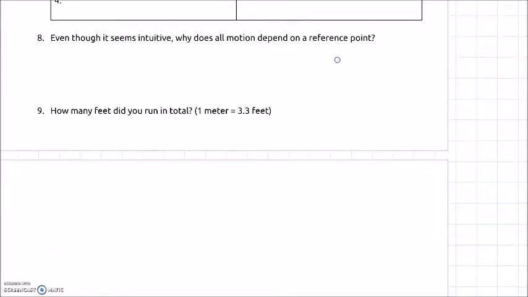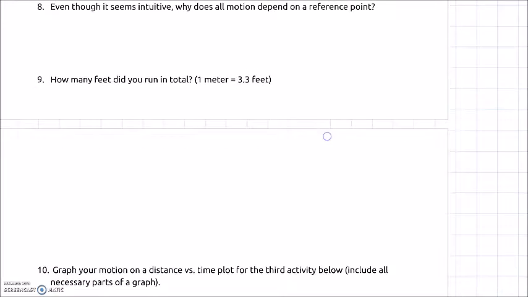Number 8, even though it seems intuitive, why does all motion depend on reference points? We talked about this. Remember the video with the guy with the long hair, the crispy lettuce on the skateboard?